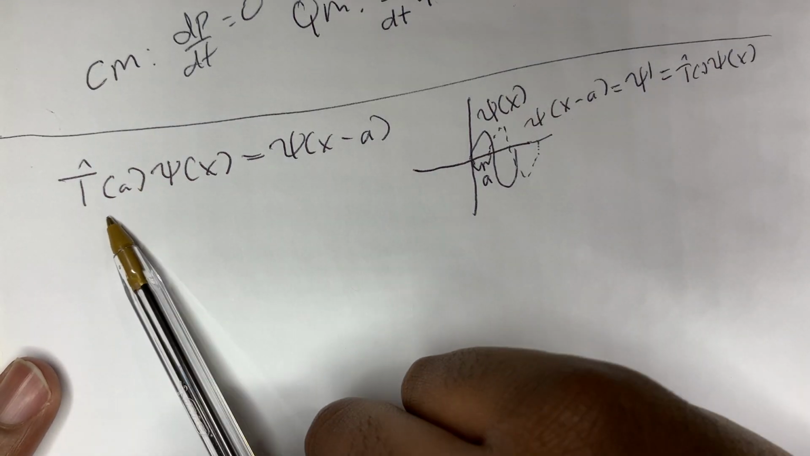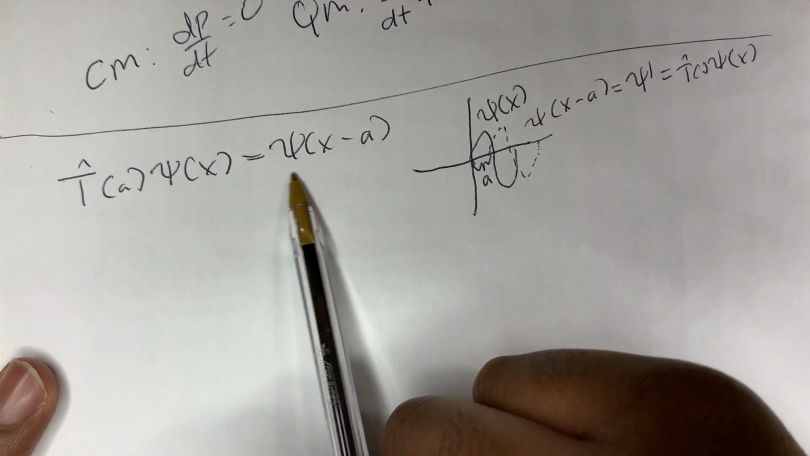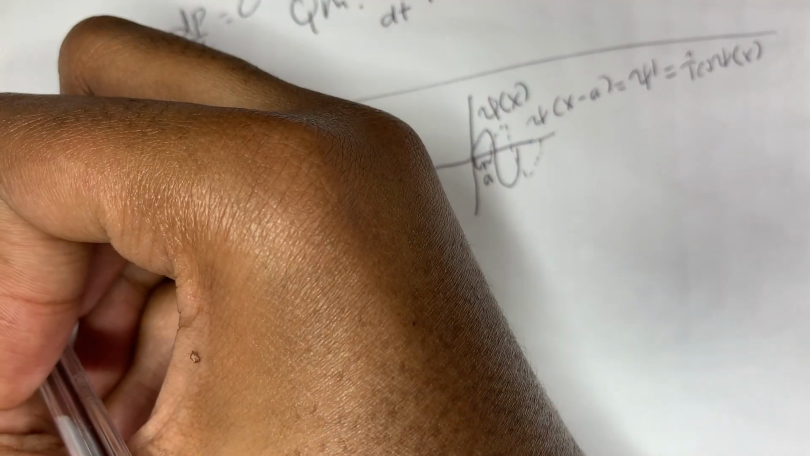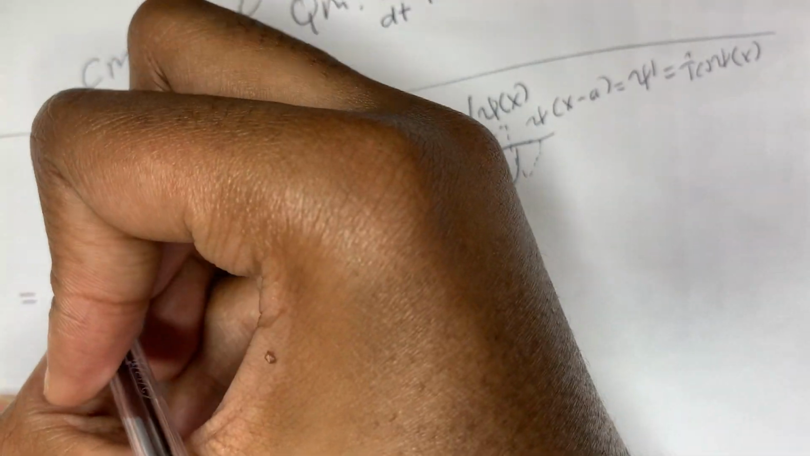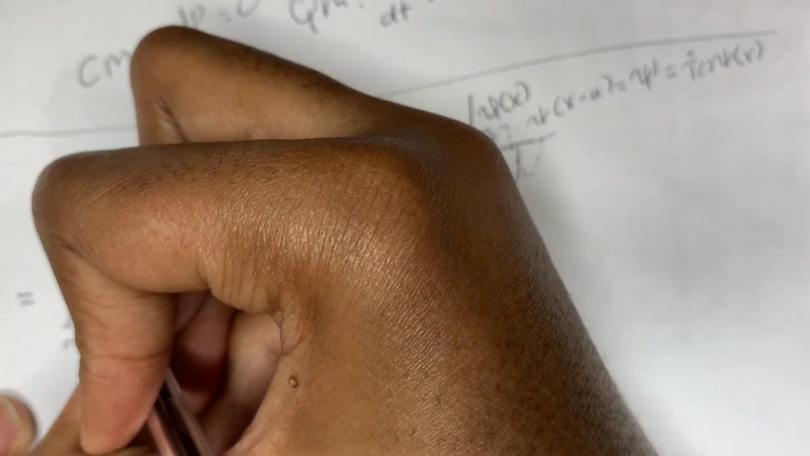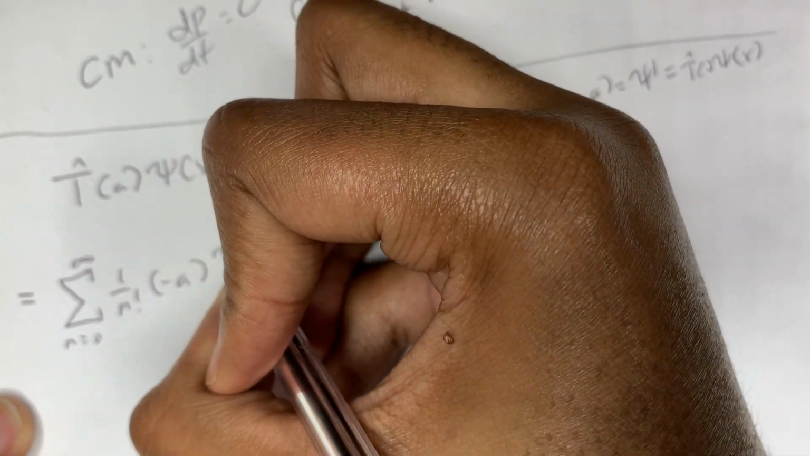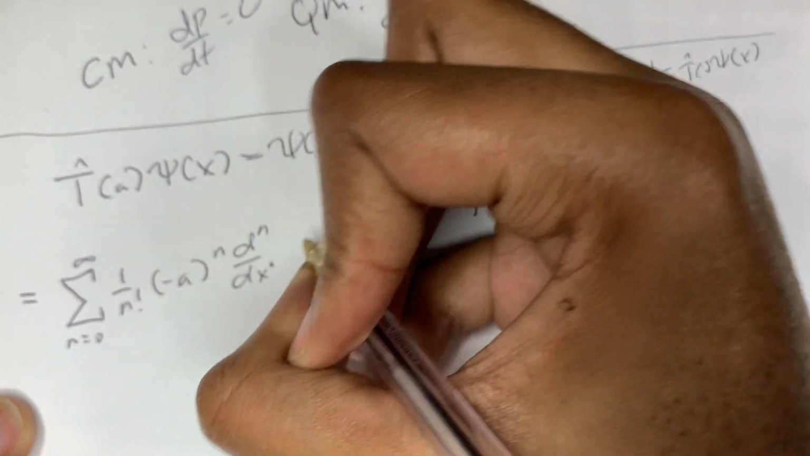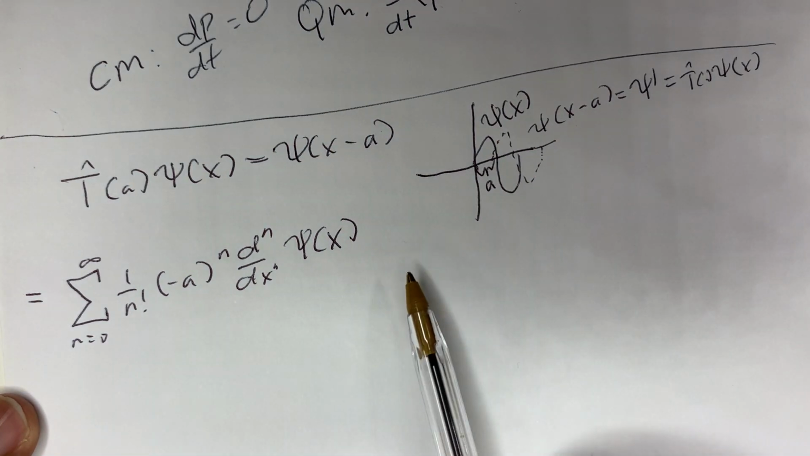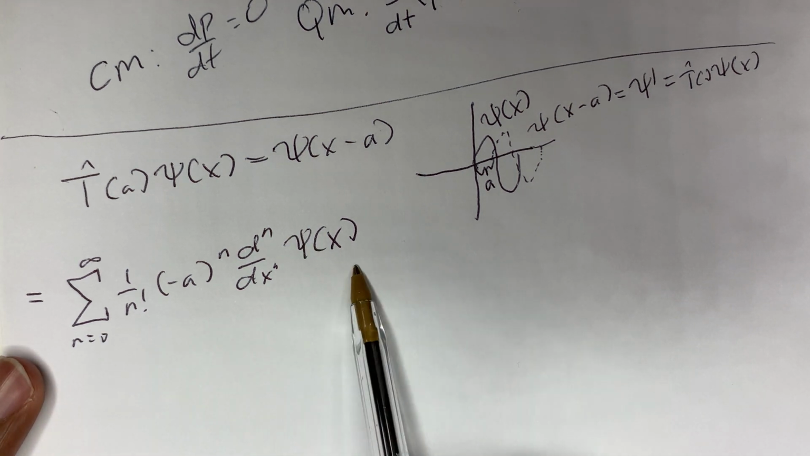So what is the actual value of this operator? Well, to find that, we have to expand psi of x minus a in a Taylor series. Doing a Taylor series expansion, we have the sum from n equals 0 to infinity of 1 over n factorial, times minus a to the n, times the nth derivative d^n/dx^n of psi of x. This is psi of x minus a in the Taylor series expansion.